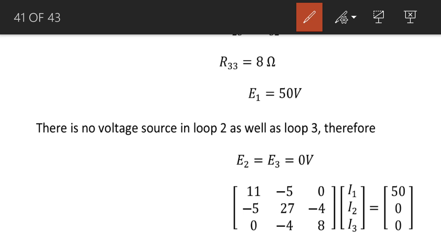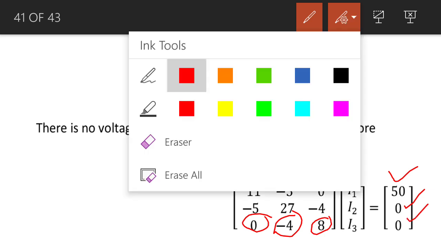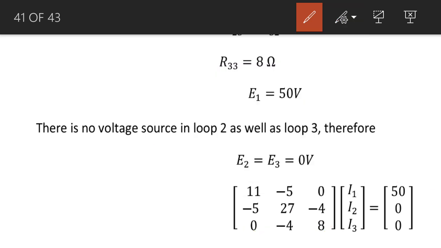So we put the values in the standard loop equations. So here is R11. R11 is 11. R12 is minus 5. R13 is 0. R21 is minus 5. R22 is 27. And R23 is minus 4. R31 is 0. R32 is minus 4. And R33 is 8. E1 is 50. E2 is 0. And E3 is 0. So these are the standard loop equations in the matrices format for the given circuit diagram.